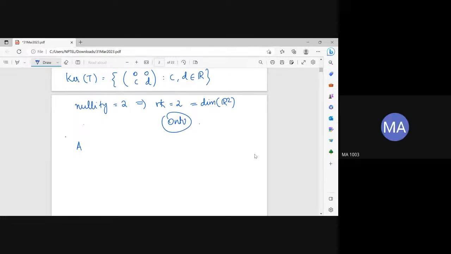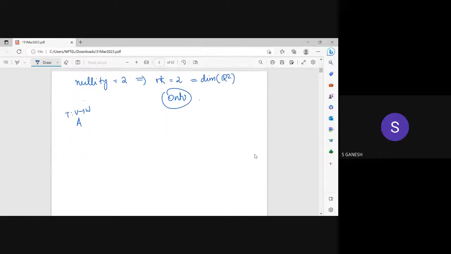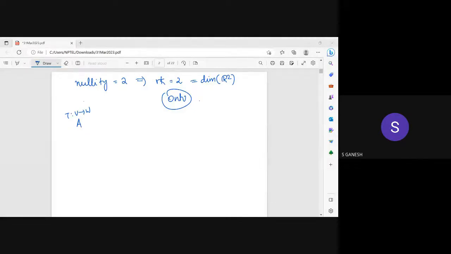So what are the options? One of the options is that T cannot be zero. From where did you get this question? It's question number 2. Is it given that A is a non-zero matrix? Yes, ma'am. It is given: an m by n real matrix. Oh, it is coming from that. Since the matrix representation is not a zero matrix, it won't be a zero transformation.